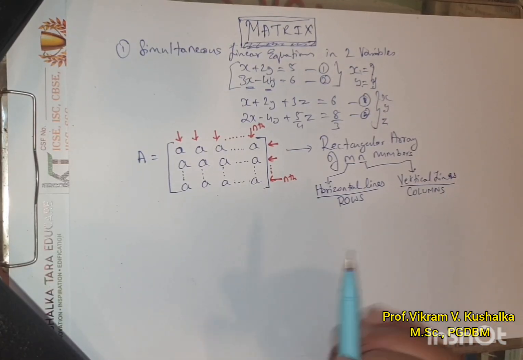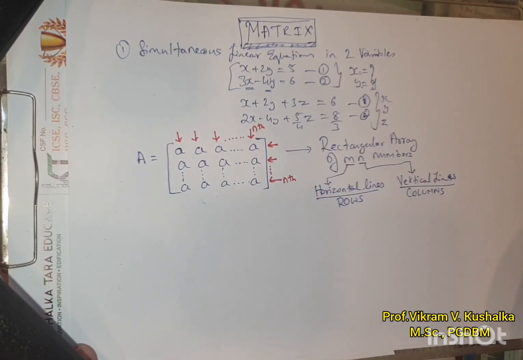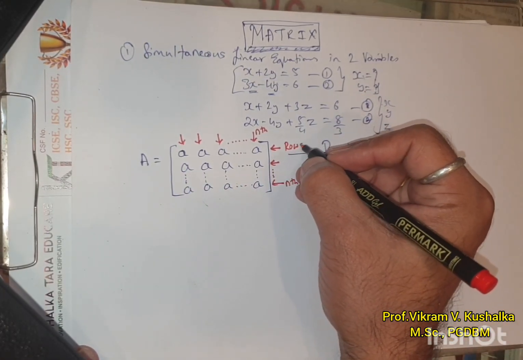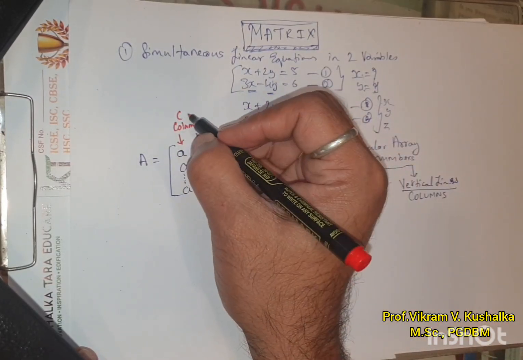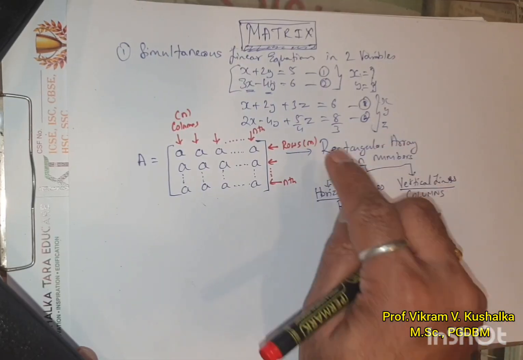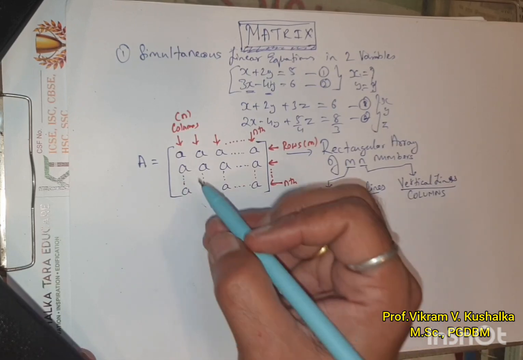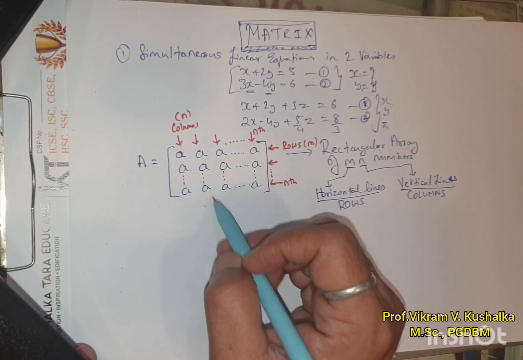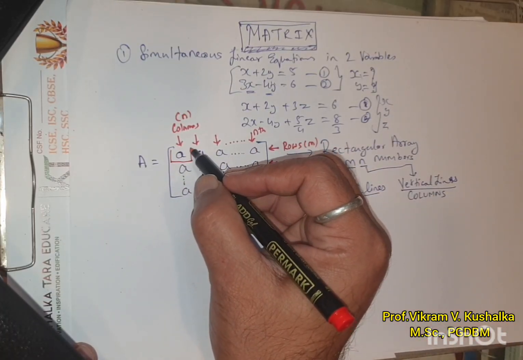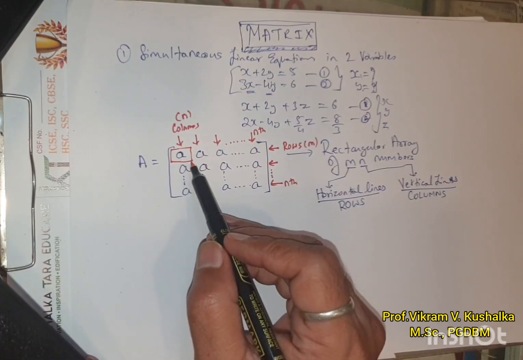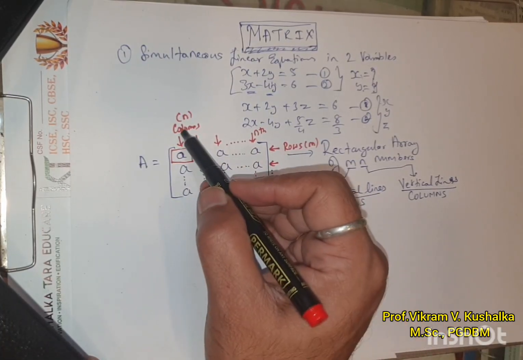So in simple terms, I would say that a matrix is a rectangular array which contains horizontal rows and vertical columns. Rows are denoted by m, columns are denoted by the letter n, and that is how it is connected. Now, how do I number each of these elements within the matrix? If I take into consideration the first element over here, this element is placed in the first row and first column, row 1, column 1.